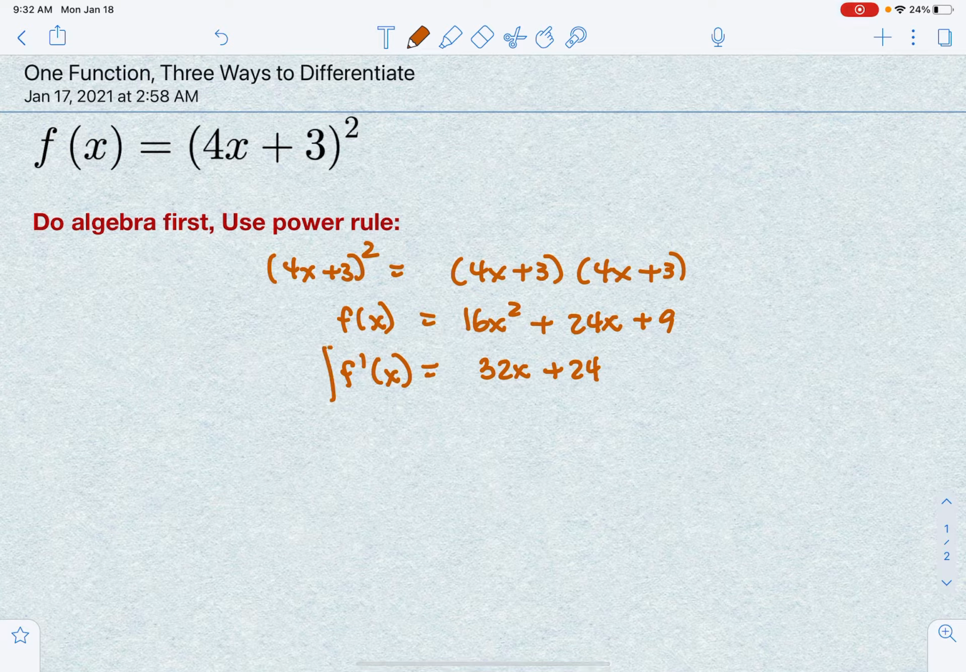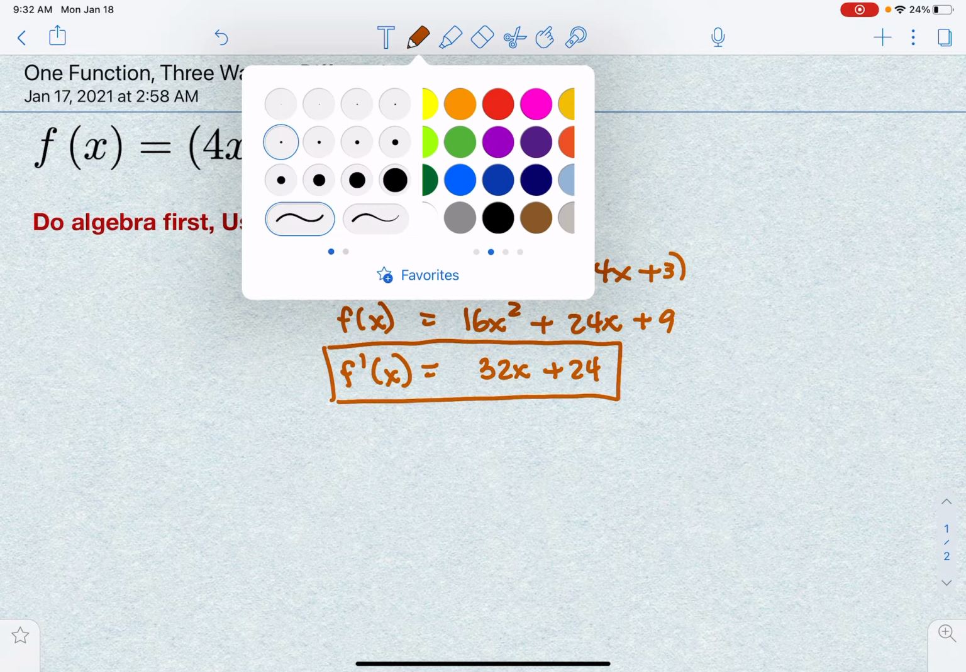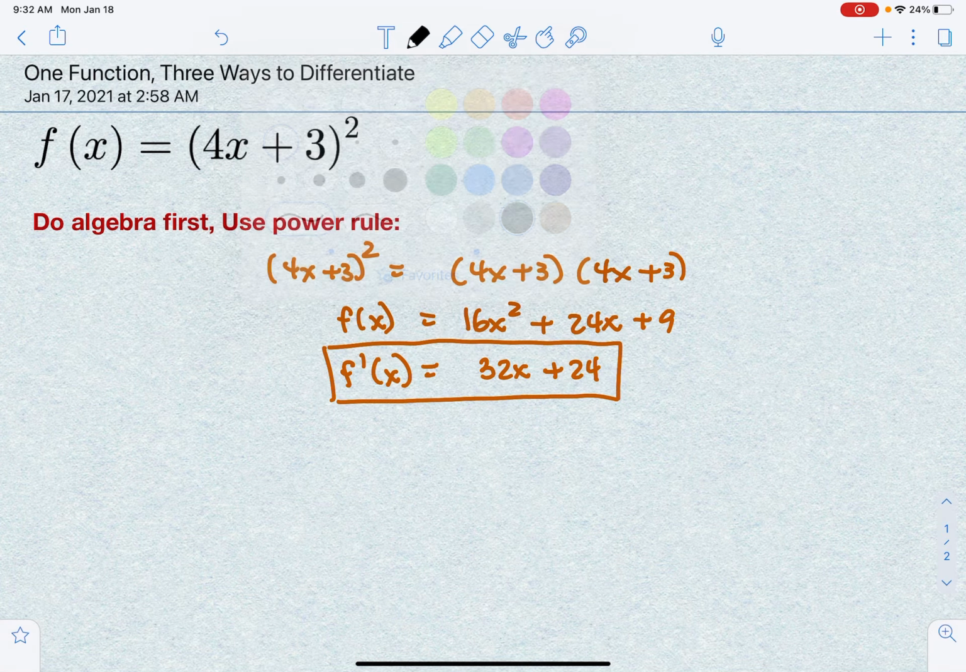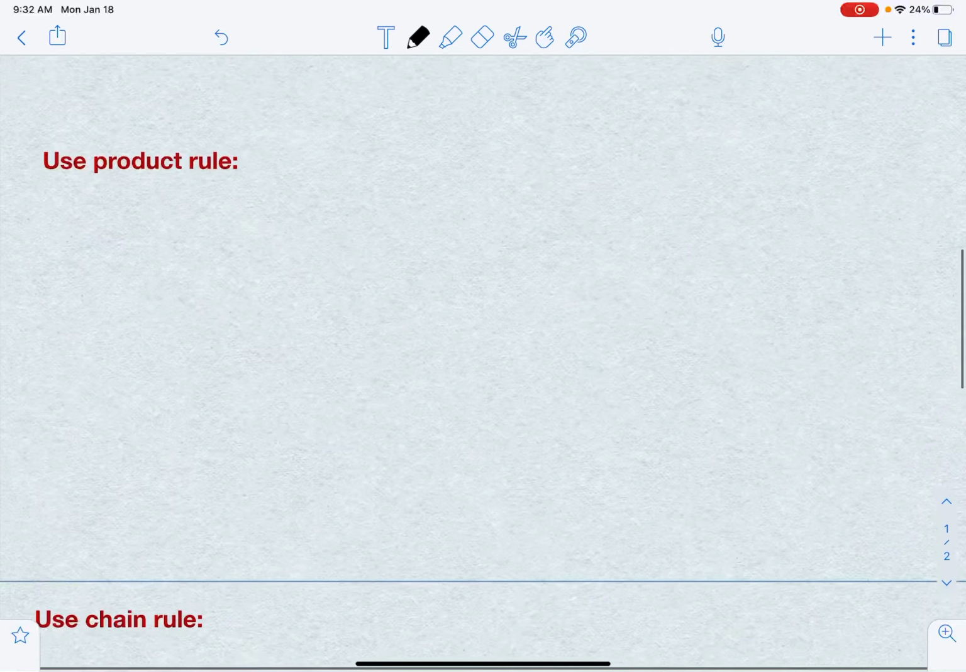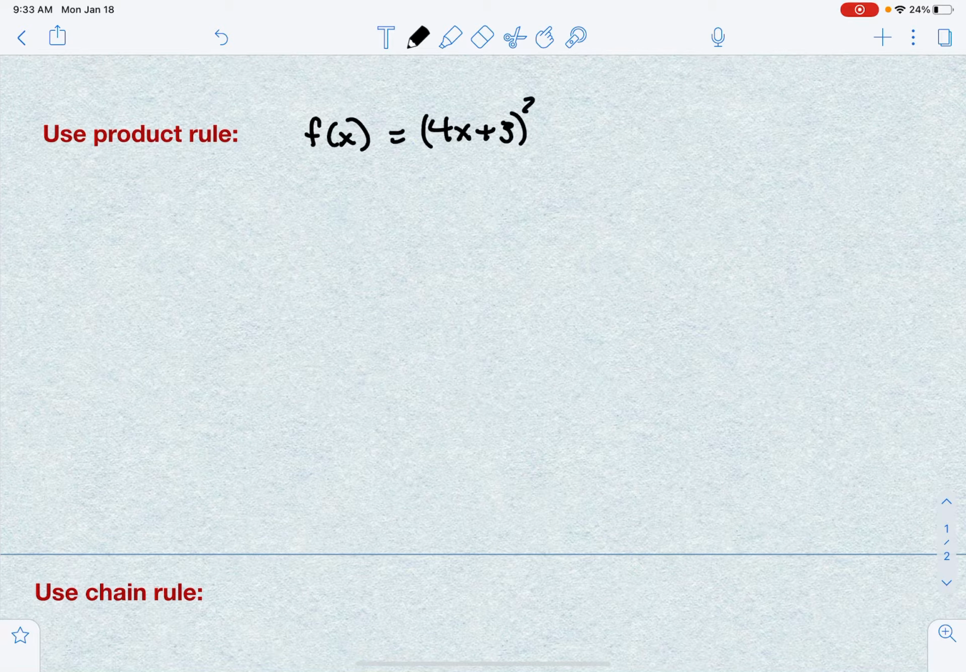So a little bit of work ahead of time, but the derivative process was pretty easy. It was just a power rule. Okay, so that part, not so bad. Do algebra first, then take derivative. Life is good.